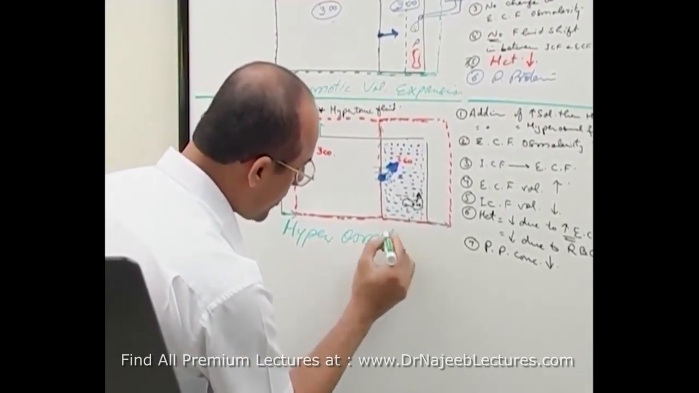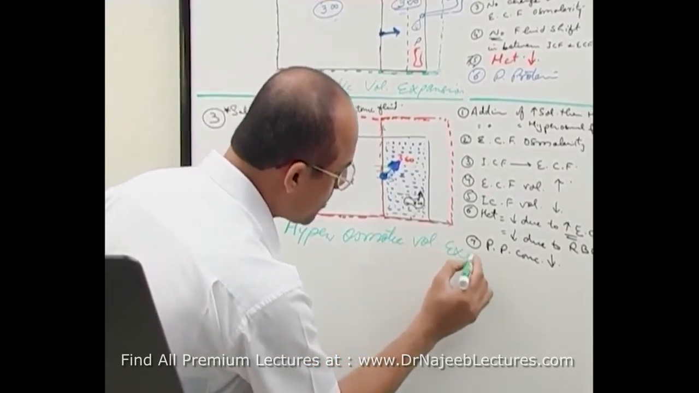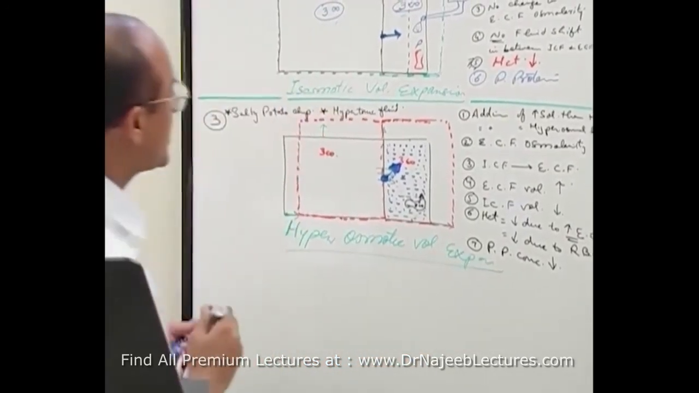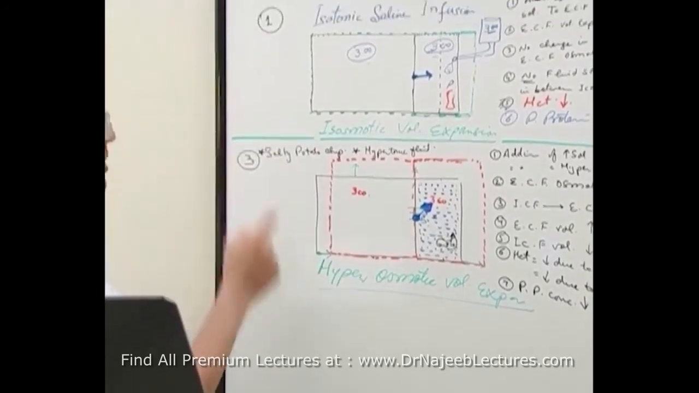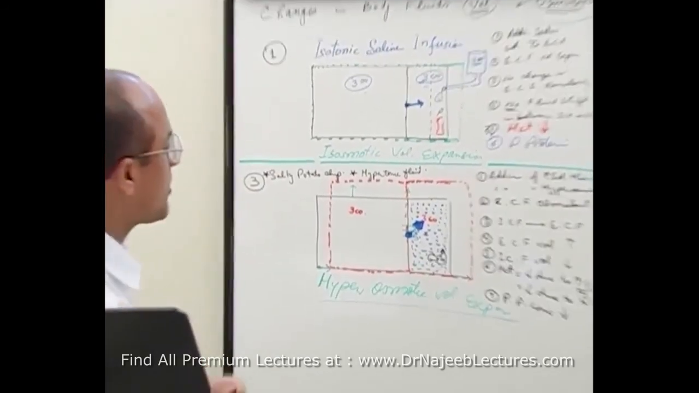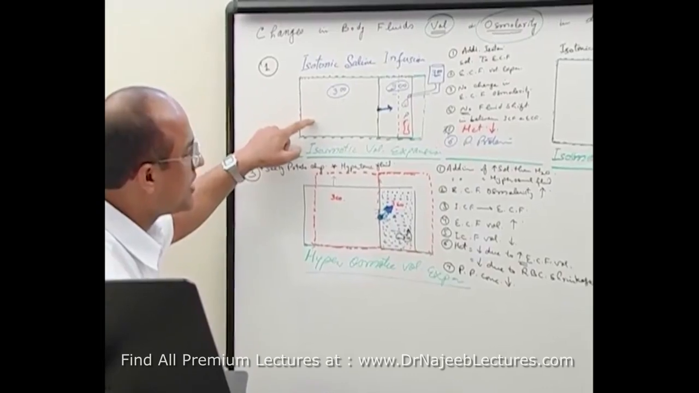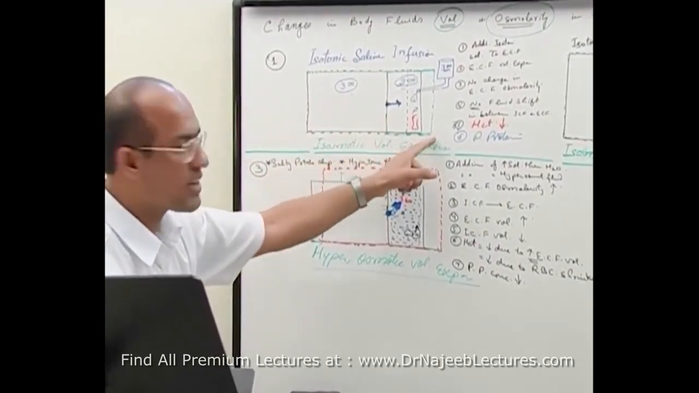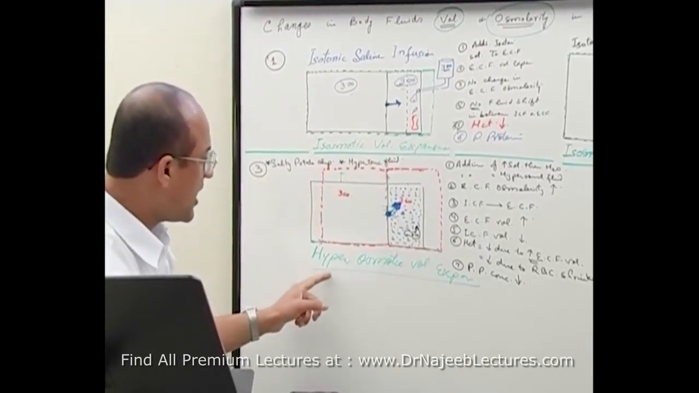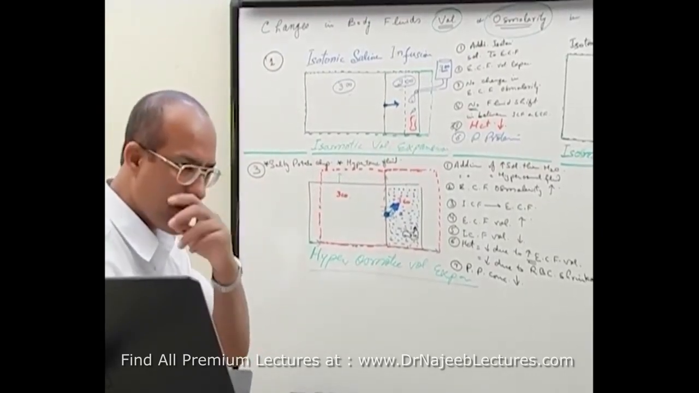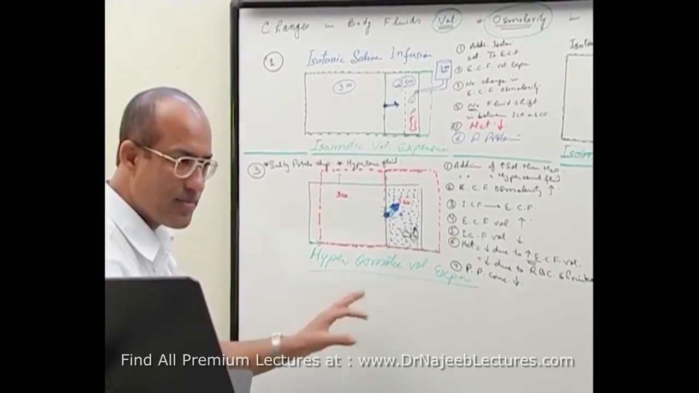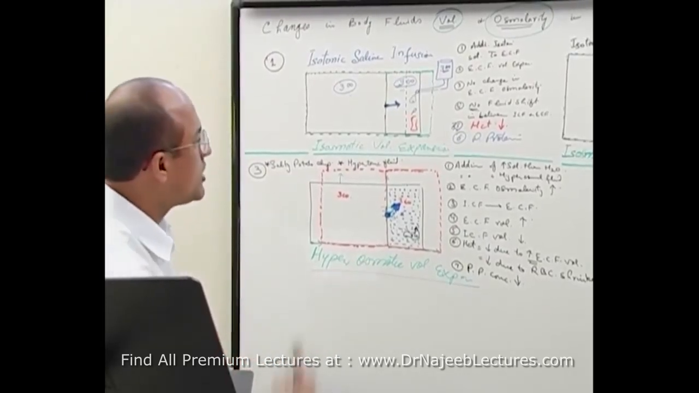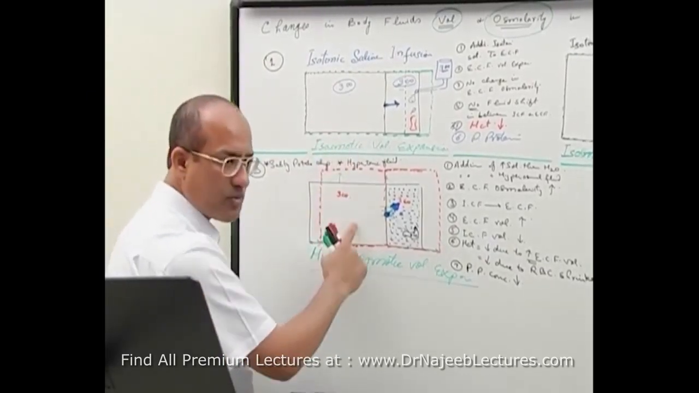Hyperosmotic volume expansion. Now compare patient number 1 and patient number 3. Attention please. In patient number 3, there was isoosmotic volume expansion. And here it is hyperosmotic volume expansion. Am I clear? No problem with this? So these are both cases of volume expansion.